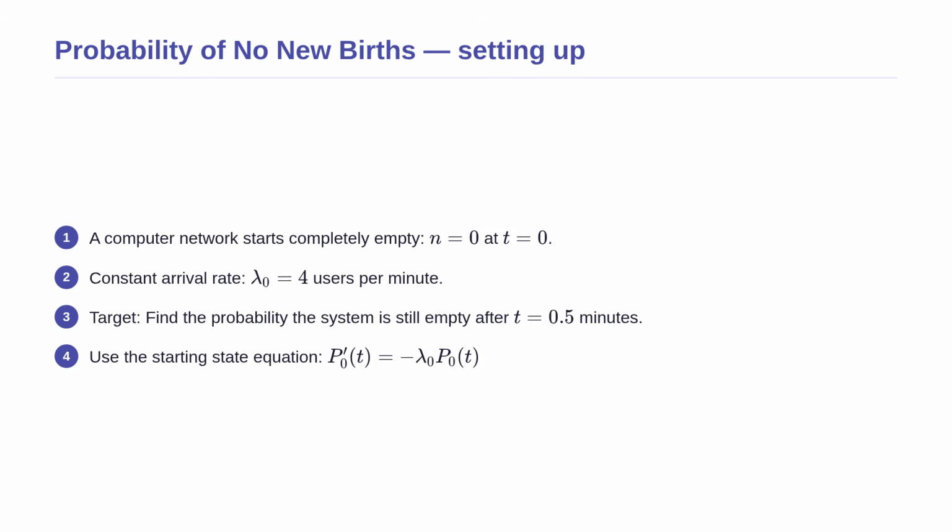Before we see how these equations are derived, let us use the starting state formula in a real scenario. Consider a computer network that starts completely empty. New users arrive at a constant rate of 4 per minute. We want to find the exact probability that the network remains completely empty after half a minute. We start with our differential equation for state 0 because we are looking specifically for the probability of having 0 users.